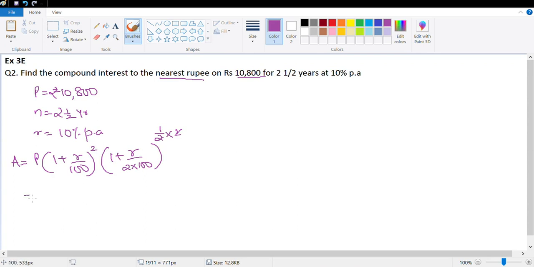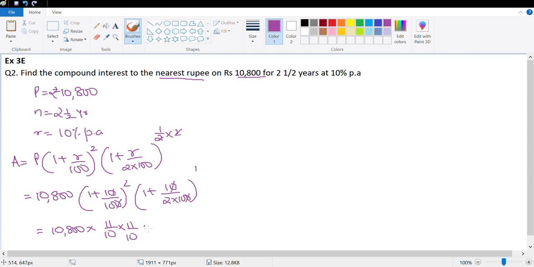Let's substitute values. So 10,800 times (1 plus 10 upon 100) to the power 2 and (1 plus 10 upon 2 into 100) raised to the power 1. So this is 10,800 multiplied with 11 upon 10 into 11 upon 10 multiplied with 21 upon 20. So these two zeros get cancelled. This is 210 and this is 2 into 54. So what we have is 11 into 11, that's 121 into 21 into 54 upon 10. That's the value of the amount.